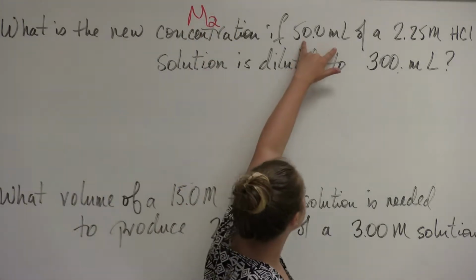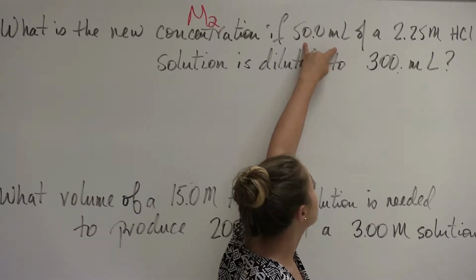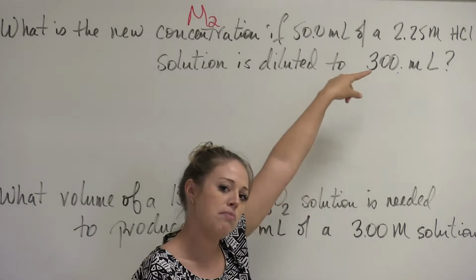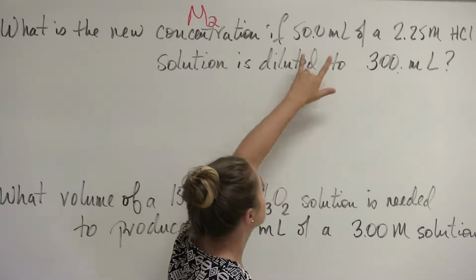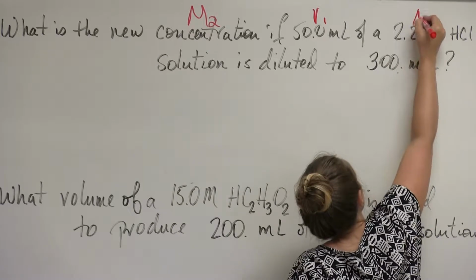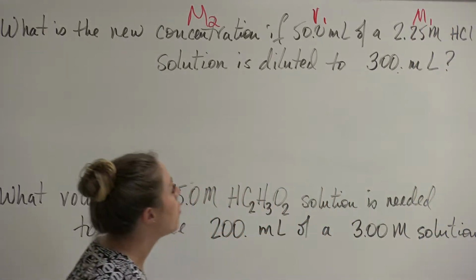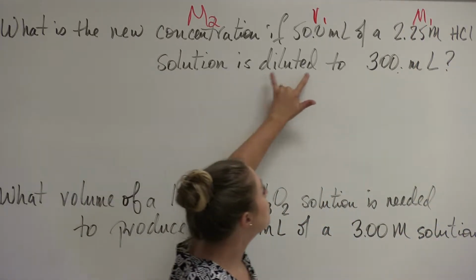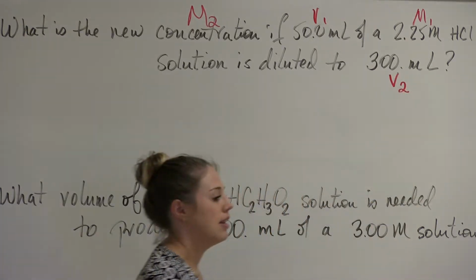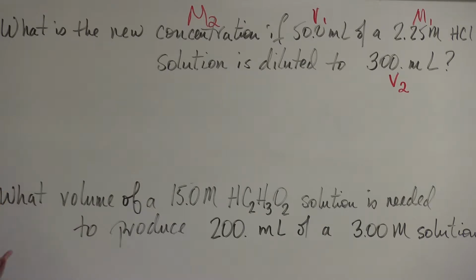If 50 milliliters of a 2.25 molar hydrochloric acid, the "of" here is connecting the moles, the molarity and the volume. So this is going to be my initial volume, and this is going to be my initial molarity. So we'll call this my V1 and my M1. And I'm saying it's diluted to, so this is going to be my final volume, 300 milliliters. Okay, so we've got three variables, so we can solve for our unknown. So let's just plug them in.